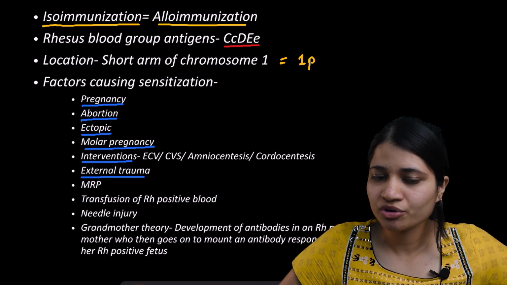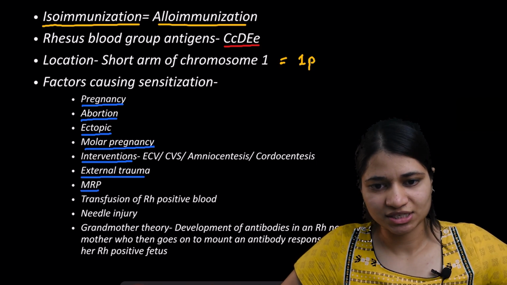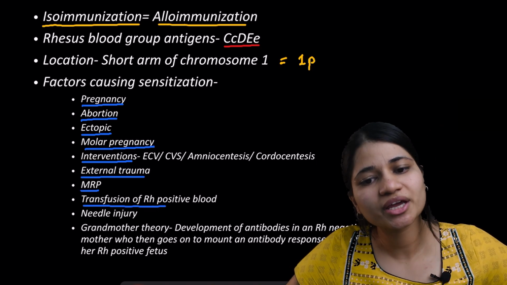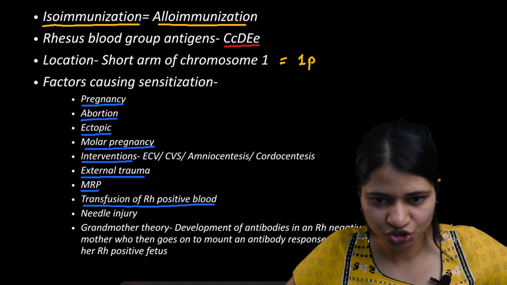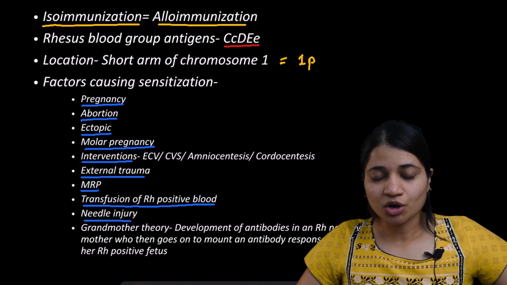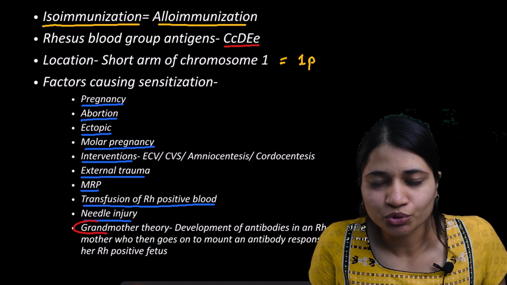Procedures such as manual removal of the placenta can cause sensitization. Transfusion of Rh positive blood to an Rh negative mother can also lead to isoimmunization, as can a simple needle injury. Now there is a new concept of grandmother theory.